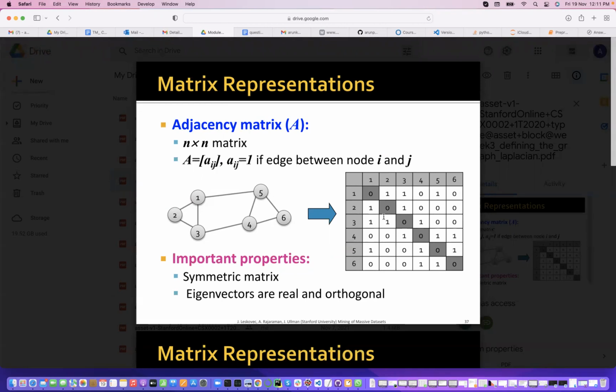Is there a link between 1 and 2? Yes. So at the place of 1 and 2, you should have 1, and at 2 and 1 also you should have 1. That is what it is, a symmetric matrix also. Important properties: for a symmetric matrix, eigenvectors are all real and orthogonal. So when you have only values ones and zeros for that matrix, you will always have real values. You don't get complex values, because when you solve a polynomial equation, sometimes you may get complex roots. But all these are ones and zeros. That's why you'll get mathematically all real.